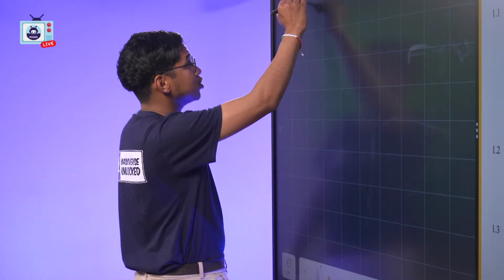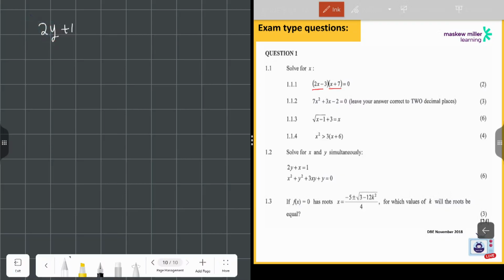So my first equation is 2y plus x equal to 1. And my second equation, so that's equation number 1, right? My second equation is x squared plus y squared plus 3xy plus y is equal to 0. And this here is my second equation.